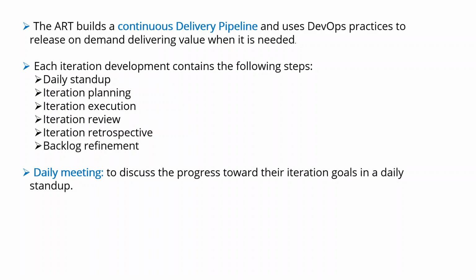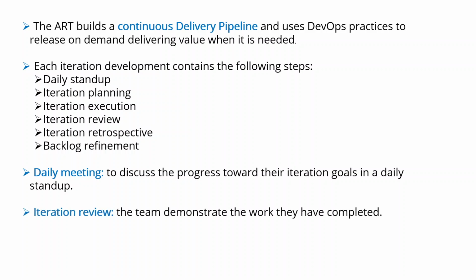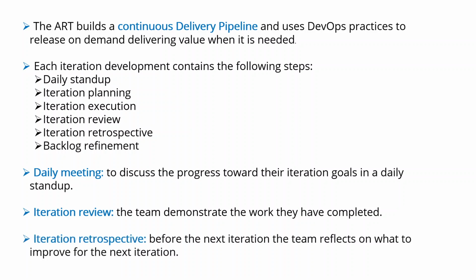For the daily meeting or the daily stand-up, it aims to discuss the progress toward their iteration goals in a daily stand-up. And also the iteration review. Here we have the team to demonstrate the work they have completed. For the iteration retrospective, before the next iteration, the team reflects on what to improve for the next iteration.